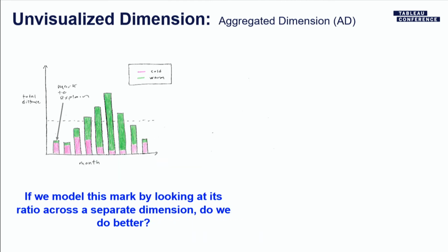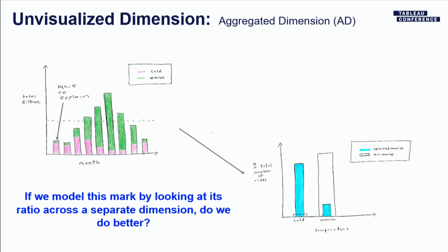The next type of explanation is aggregated dimensions. And like the previous type, we're also going to be looking at the submarks for cold and warm rides. But here, rather than looking at the row level detail, we're looking at this mark as a ratio of cold days to warm days. And so we can represent this by looking at the percent number of rides when it was cold versus when it was warm. The blue here is for the selected mark, so we're looking at January. And the white is all marks. And you can see that in January, more of the rides happened when it was cold.